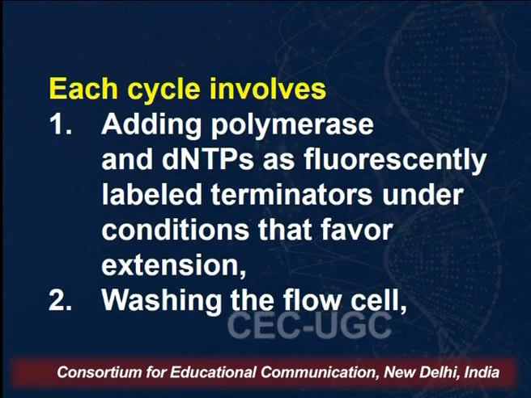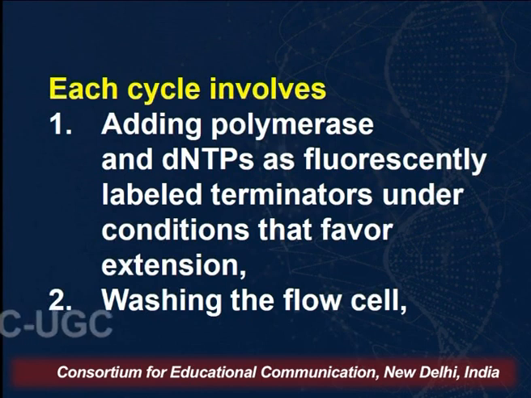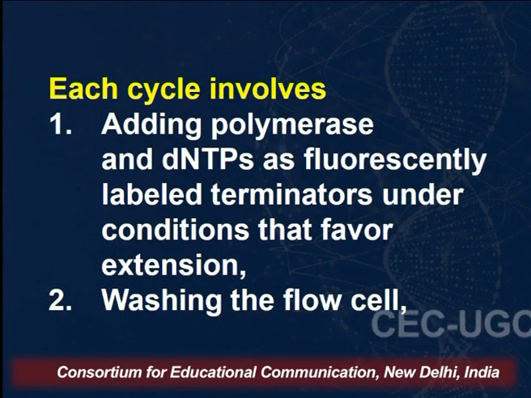So at every step, after the cluster has been created, you repeatedly keep adding the polymerase and dNTPs as fluorescently labeled terminators. You can add all four simultaneously, containing different fluorescences. They will bind at different places based upon the complementarity, that is, which nucleotide is coming next. Then you wash the flow cell to remove any unbound fluorescence. You image the fluorescence, then you cleave the fluorophore and again add the polymerase and the nucleotides. So this way the image is produced.